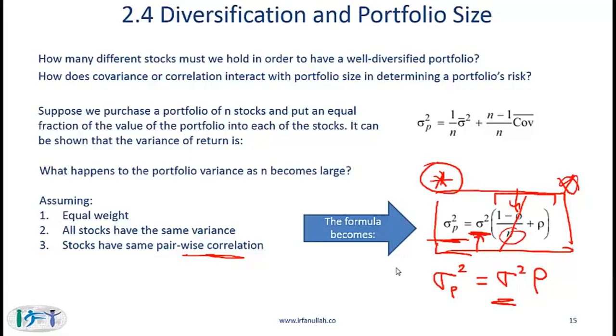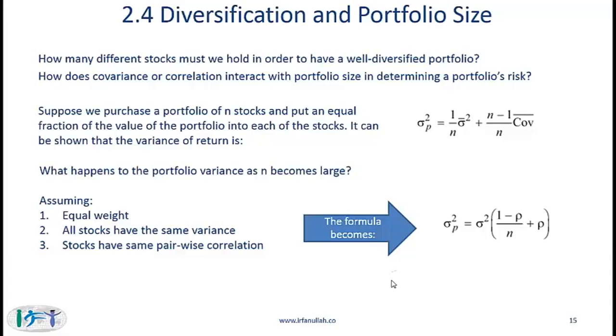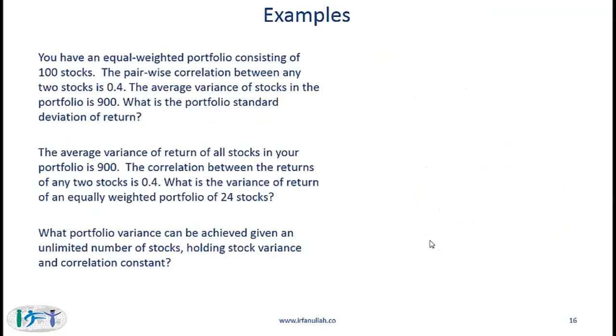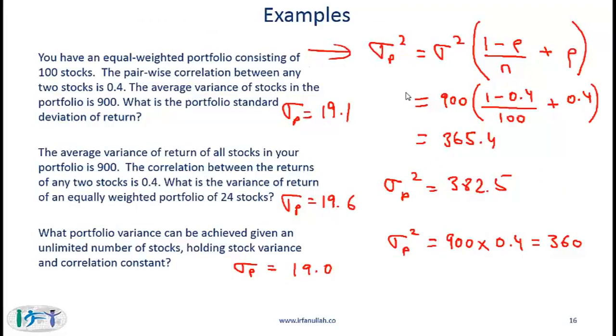I want you to stare at this formula and memorize it. Okay, so hopefully this is memorized. Now I want you to do these questions. Here is the formula that I asked you to memorize, and this is what we are using. Just plug in the numbers for the first scenario and you will get a variance of 365.4, and then the standard deviation is simply the square root.